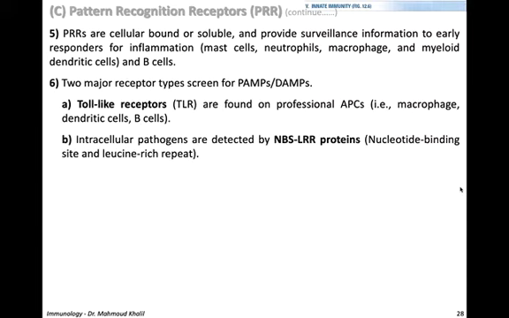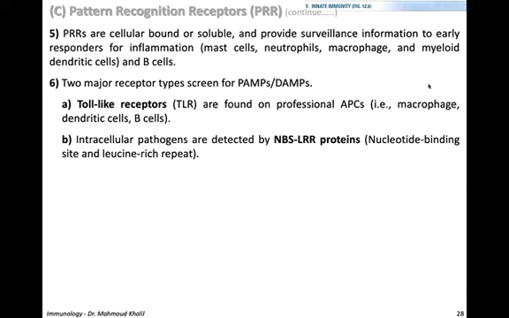There are two major receptor types screened for PAMPs or DAMPs. There are the toll-like receptors, which are found on the professional antigen-presenting cells, like the macrophages, dendritic cells, and B cells. And as well, there are other PRRs, like the intracellular pathogens that can be detected by something called NBS-LRR proteins, which are the nucleotide binding site and leucine-rich repeat, okay?